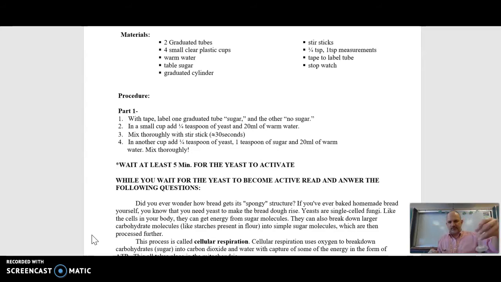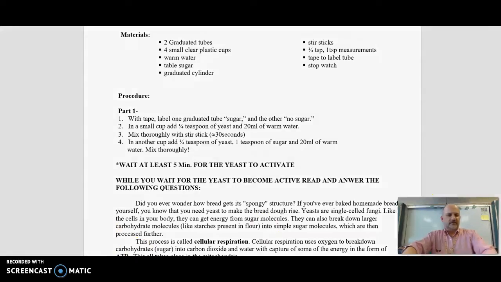And then it says to add 20 milliliters of water and stir. So I'll add 20 milliliters of water to that cup, 20 milliliters of water to that cup, and I'll stir them with a stir stick. And let me show you how that looks from above. This is the one with the sugar in it over here on the left side, and this is the one with no sugar in it over here on the right side. So I've stirred them up pretty thoroughly to let them mix in.